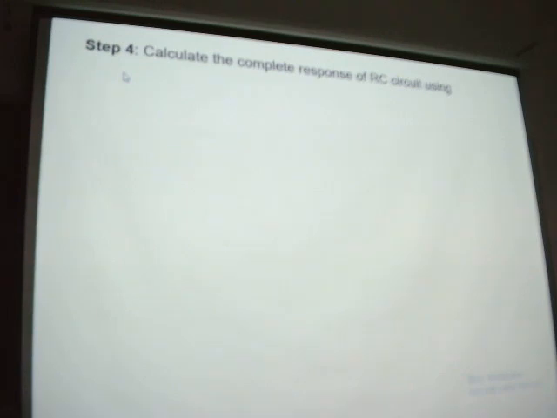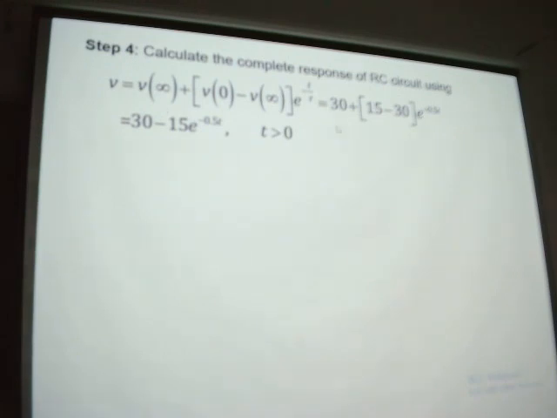And step 4, we need to calculate the complete response of the RC circuit using this equation, because we already know V infinity. From step 3, V infinity is 30, and V0 we get from step 1, before t equals 0. So 30, 15, 30, and then we put the value of tau inside. Tau is equal to 2, right? So here it is 0.5.